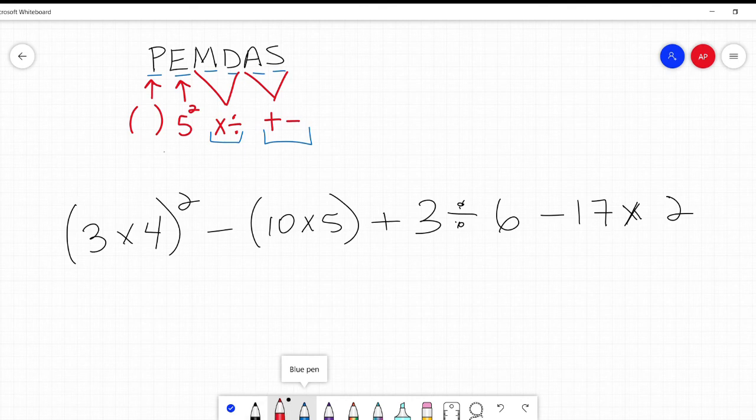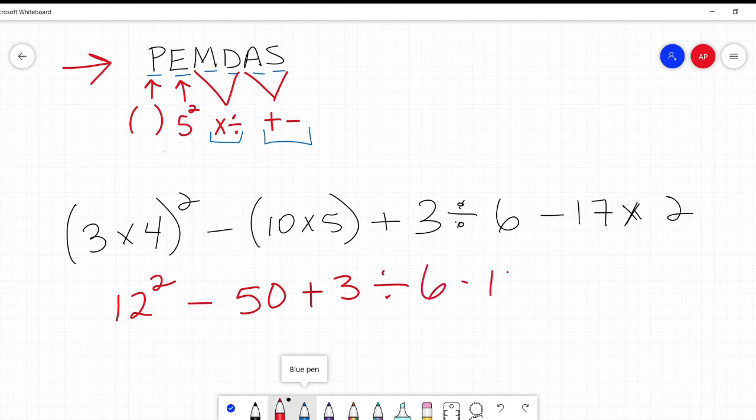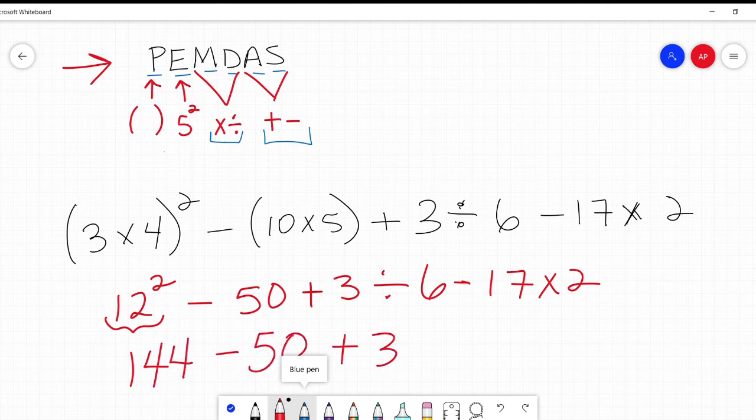Okay, where do we start? We start with parentheses, like our little acronym up here says. Parentheses, 3 times 4, that's 12. Have my squared. Another parentheses, 10 times 5, that's 50. 17 times 2. Okay, what's next? My exponent. I've got one exponent here. 12 squared, or 12 times 12, is 144.